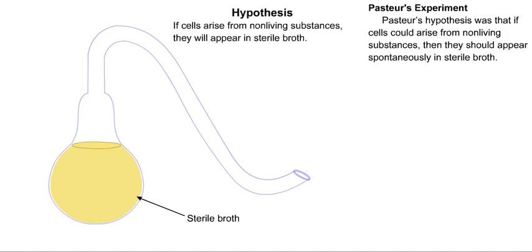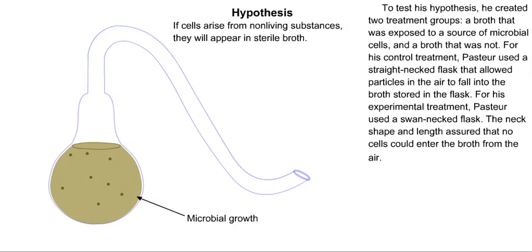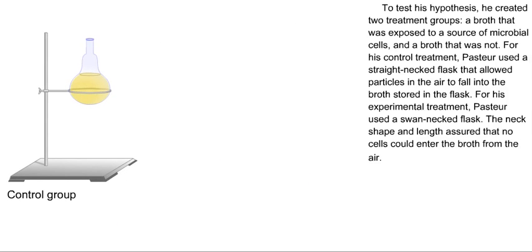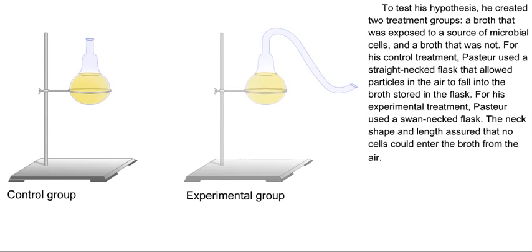Pasteur's hypothesis was that if cells could arise from non-living substances, then they should appear spontaneously in sterile broth. To test his hypothesis, he created 2 treatment groups: a broth that was exposed to a source of microbial cells and a broth that was not.